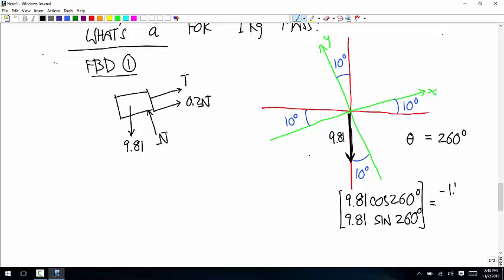Negative 1.70, negative 9.66. Okay, so there are the components of the weight force vector. Before we go on, does it make sense that both of those components are negative? Yes, because in this tilted coordinate system, anything between these two is the third quadrant, and so both components have to be negative.